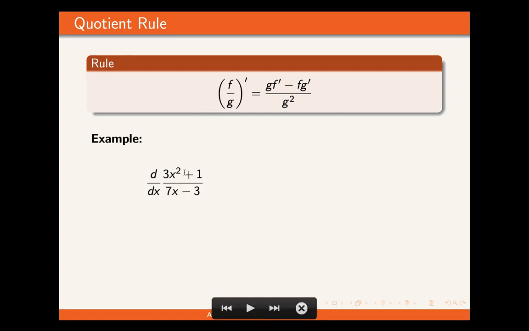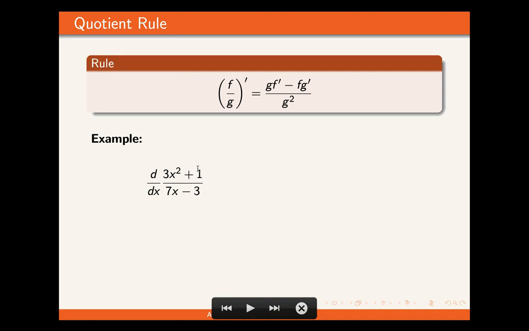Let's say our goal is to find the derivative of (3x squared plus 1) divided by (7x minus 3). So we have a quotient function here, represented by (3x squared plus 1) over (7x minus 3). So we can clearly use the quotient rule here. To find the derivative of this function using the quotient rule, we need to assume which one is f and which one is g.